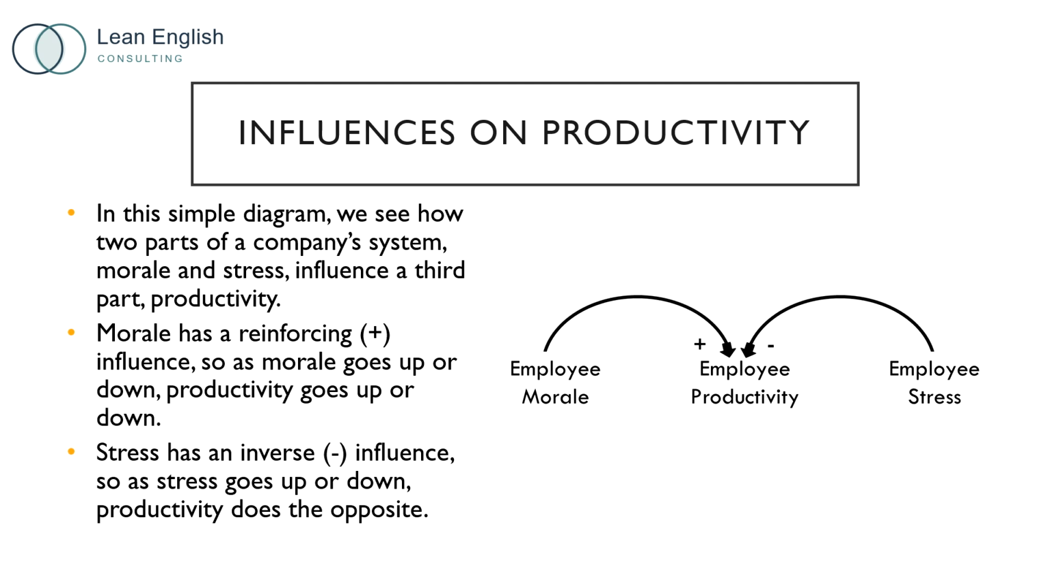The arrows show the direction of the influence from one part to another. On the left, we see that morale has a positive or reinforcing influence. As morale goes up or down, productivity goes up or down. On the right side, we see that employee stress has a negative or inverse influence. As stress increases, productivity decreases.